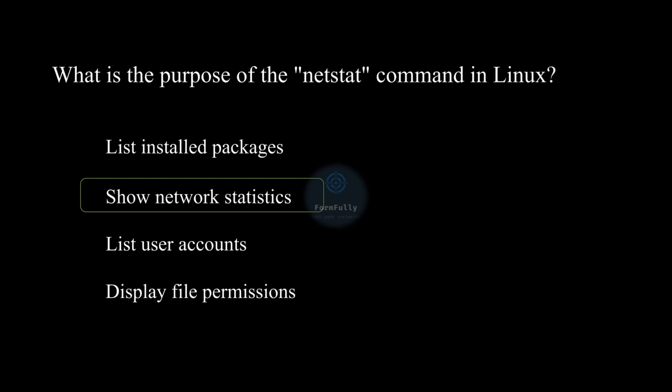The first option, listing installed packages, is typically done with a package manager like apt or yum. Listing user accounts can be done with commands like cat /etc/passwd. Displaying file permissions is not the primary purpose of netstat. So the correct option is show network statistics.